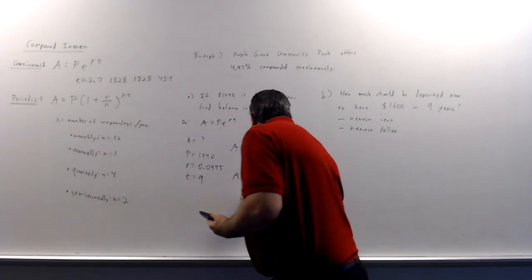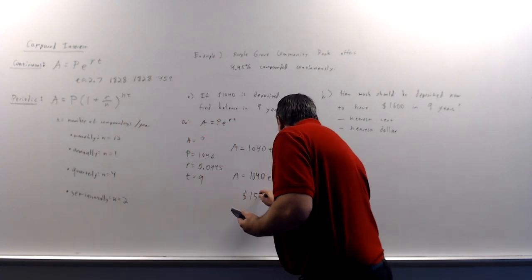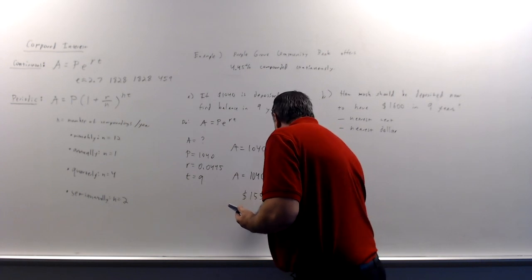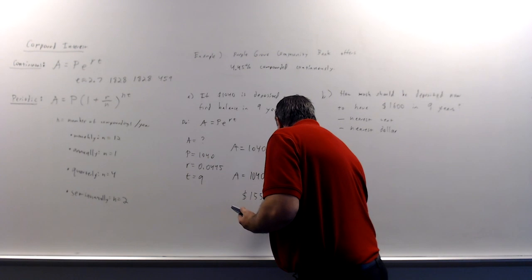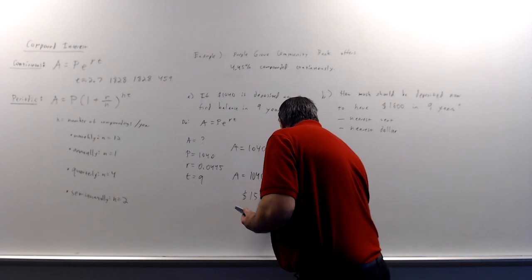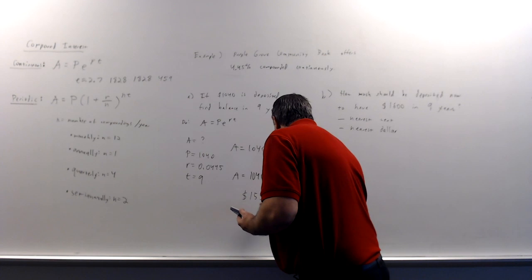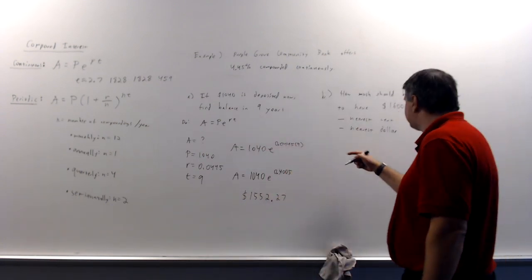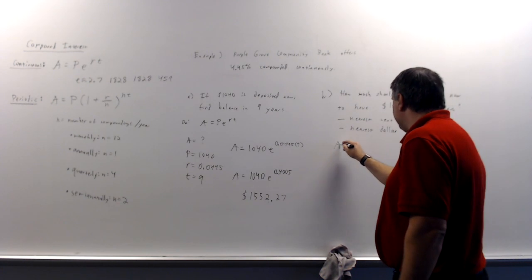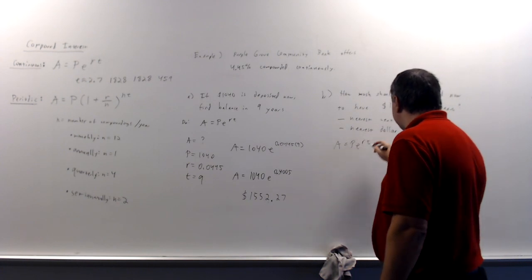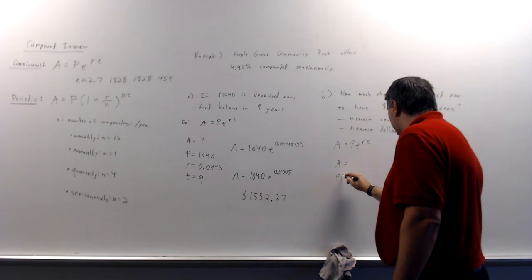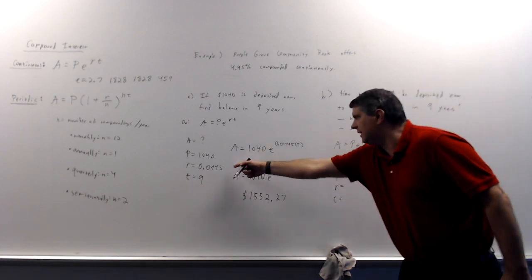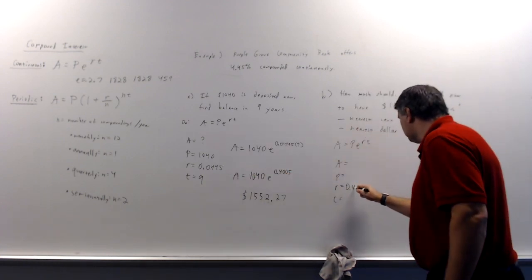And rounded to the nearest cent, that's 2 decimal places, 1552, sorry, 0.27. Okay? Now for this one, it's still continuous. A equals P e to the RTth power, where A equals, P equals, R equals, T equals. Well, rate is still what it was before.